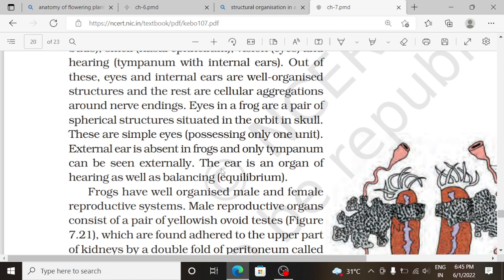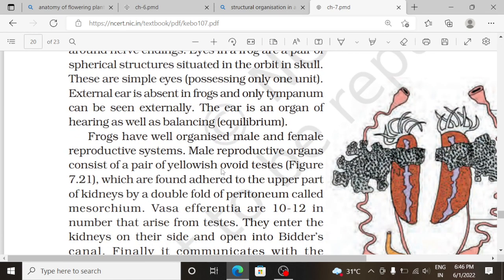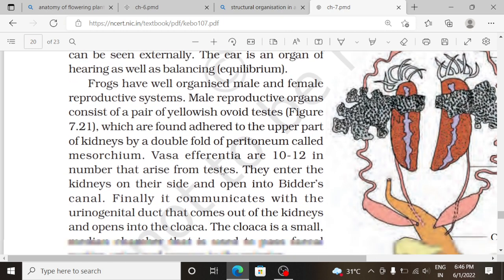Eyes in a frog are a pair of spherical structures situated in the orbit in skull. These are simple eyes possessing only one unit. External ear is absent in frogs and only tympanum can be seen externally. The ear is an organ of hearing as well as balancing, that is equilibrium.